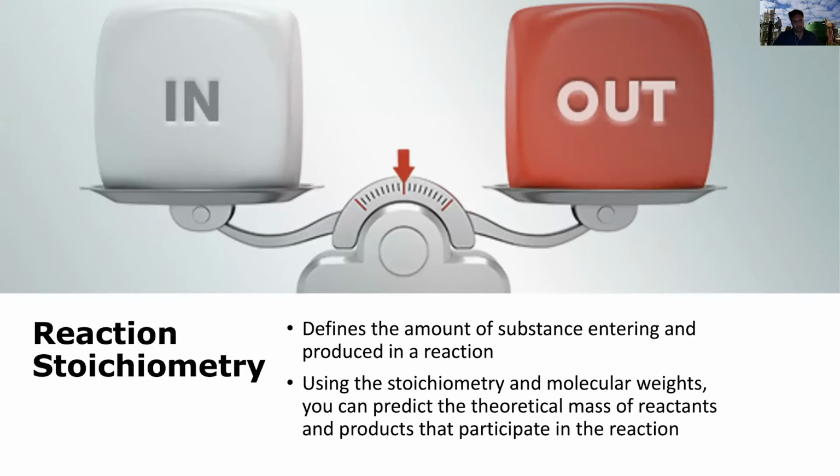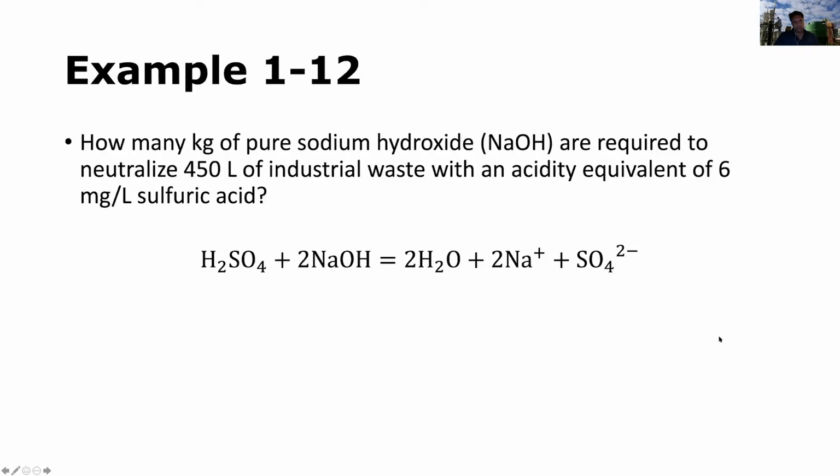Reaction stoichiometry. Reaction stoichiometry defines the amount of substance that enters and is produced in a reaction. Using stoichiometry and molecular weights, we can predict theoretical masses of a reactant and a product that participates in a reaction. So let's do some examples of manipulating stoichiometry to estimate quantities or rates of constituents in a system.